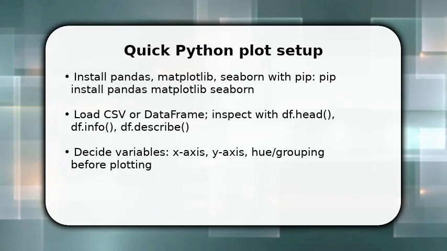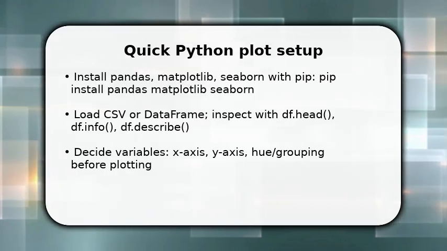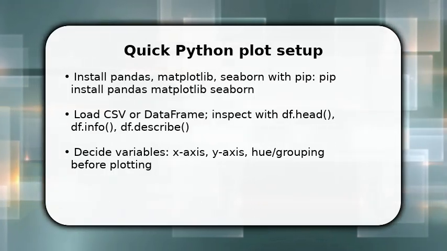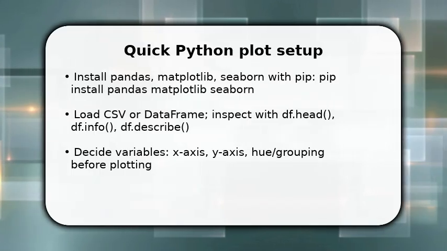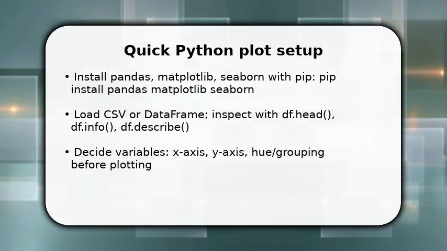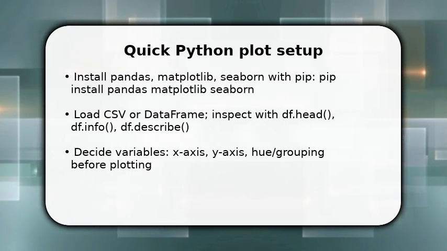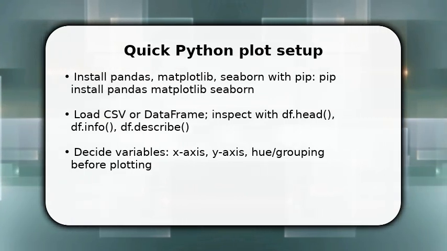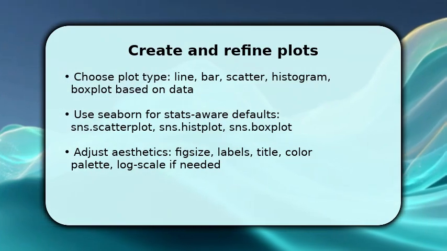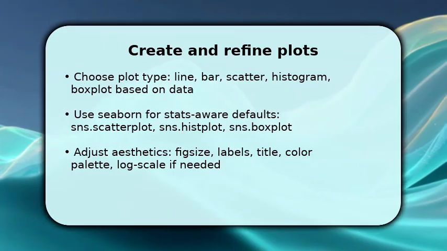Once done, pick the variables you want to visualize and whether you need aggregation or grouping. You do this now to avoid rework later, because knowing column types determines which plot types will render correctly and efficiently. You next build the core visualization, starting with a simple call that matches your data shape.